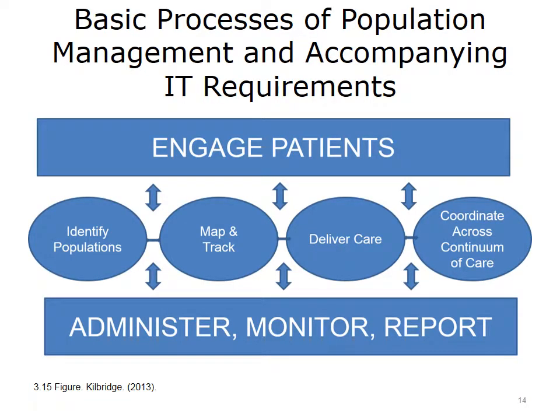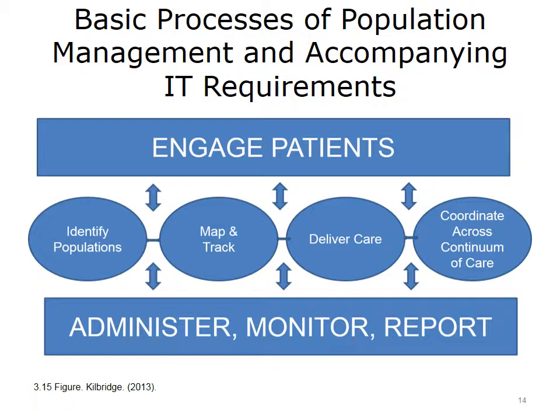Our final objective is to explore ways that population health is supported by IT. What are the accompanying IT requirements? In the framework for IT-enabled population health management, there are two main processes that are supported by health IT. One is the engagement of patients in their care, and the other is the administration, monitoring, and reporting of population health processes and outcomes.